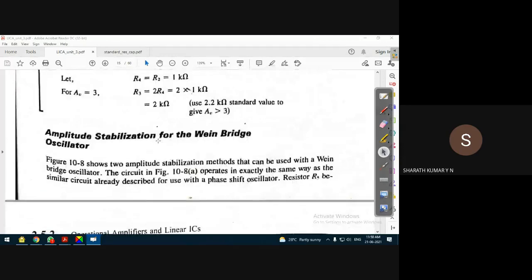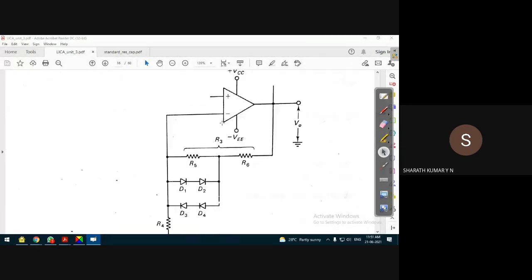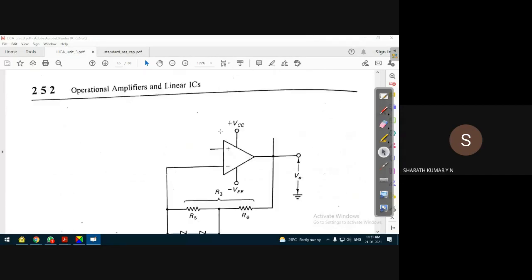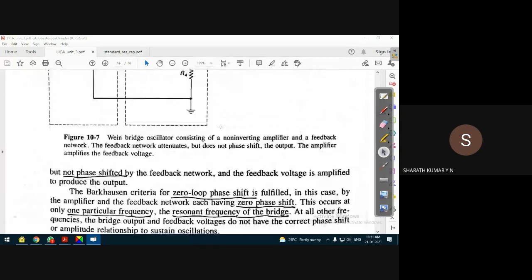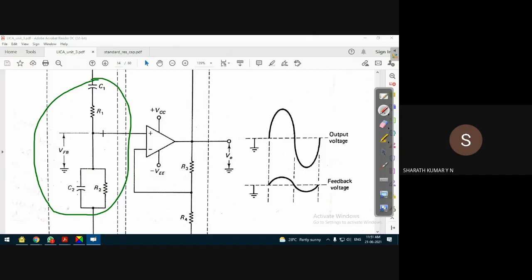What about the amplitude stabilization for the Wien bridge oscillator? If you observe the Wien bridge oscillator circuit, this feedback network is a fixed network. These are all fixed resistors, so there is no possibility for amplitude stabilization, because a capacitor cannot be divided. A single resistor can be divided into two series resistors, but that cannot be done for capacitors.